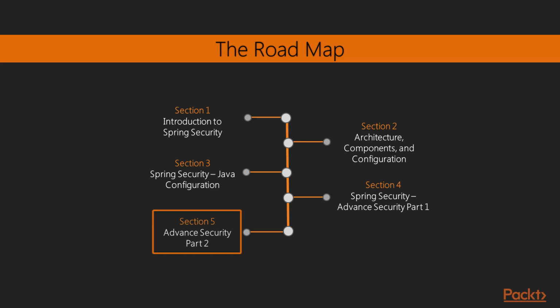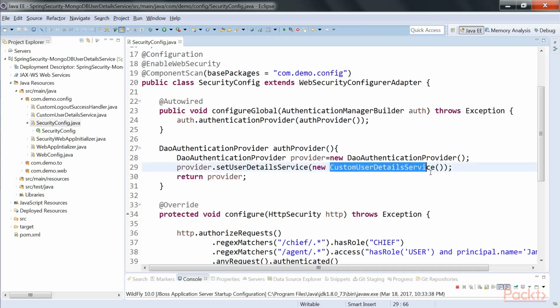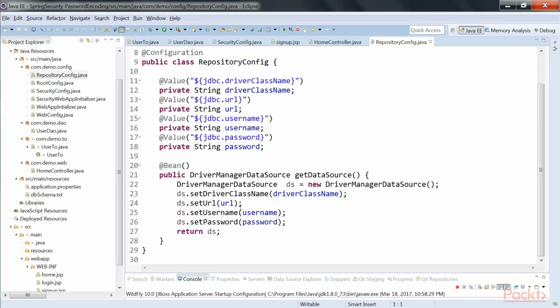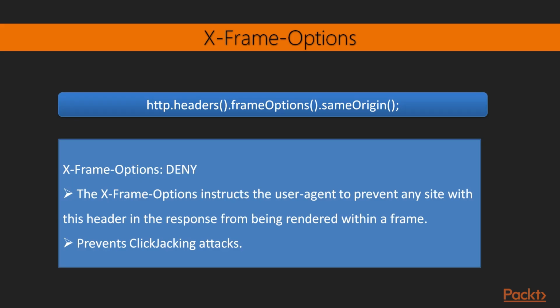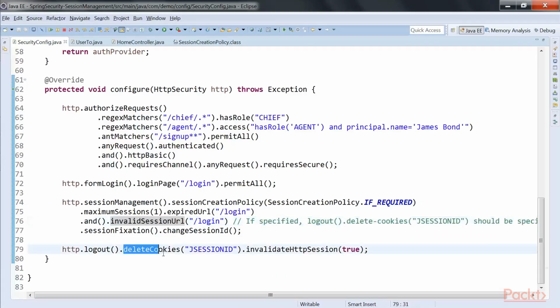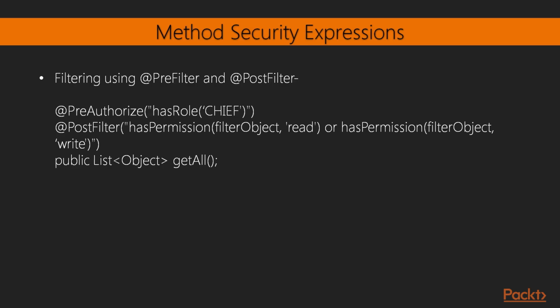The last section of the course will take advanced security one step further with session management, password encoding, secured HTTP response headers, and expression-based access control. How to connect to a NoSQL database like MongoDB is also included. We will also look at advanced authorization concepts.